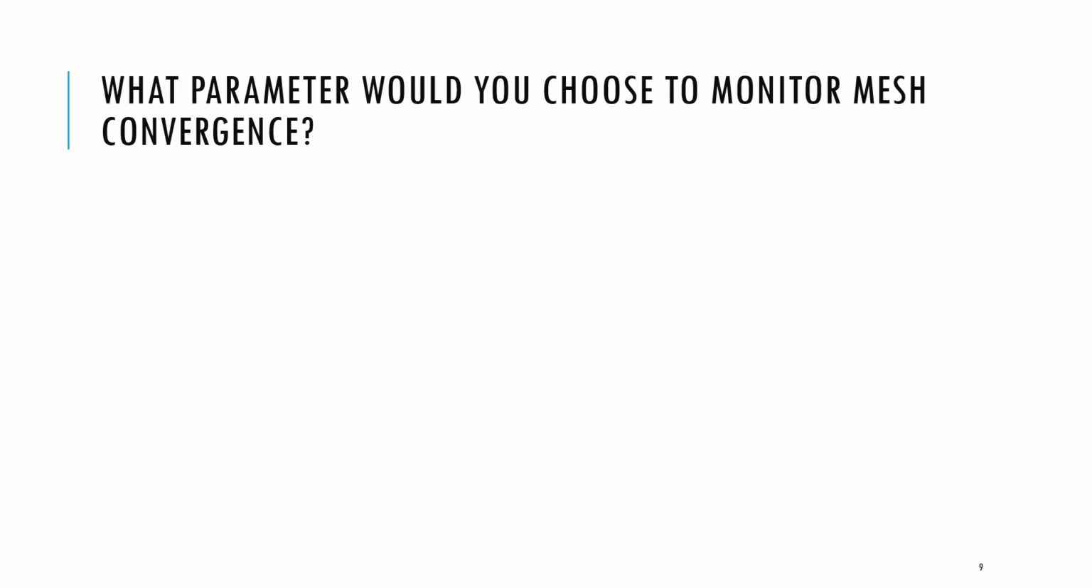Before we go any further and complete the video, now is a good time to perhaps pause the video and think of what parameter you would choose to monitor mesh convergence for your model, assuming you have a model in mind. That's why you're watching this video. If you have multi-physics, for example, which parameter would you choose for each physics to monitor mesh convergence? This would be a good time to think about that.